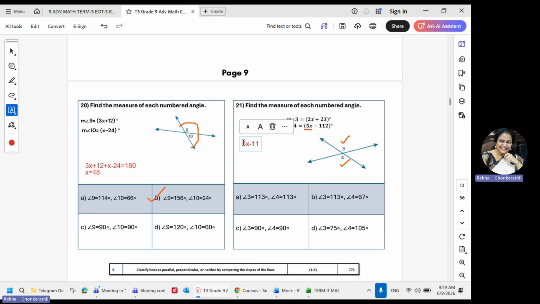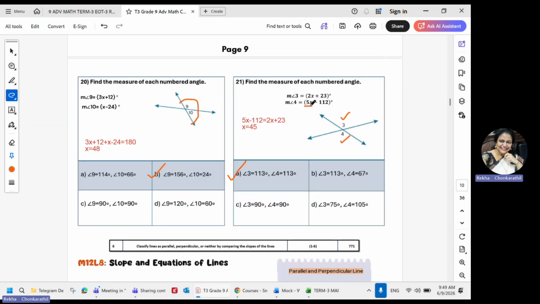5x minus 112 equals 2x plus 23. So you get the value of x as 45, but don't stop there. Find the values of angles 3 and 4, and both are equal to 113 each. So your answer will be A.